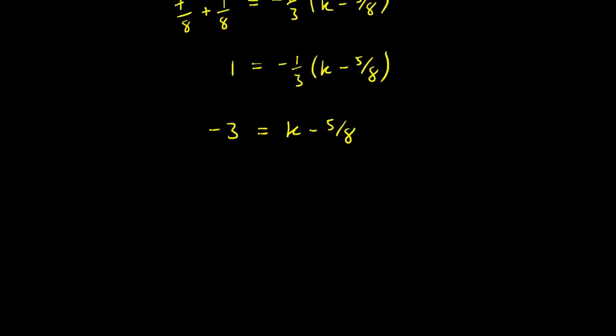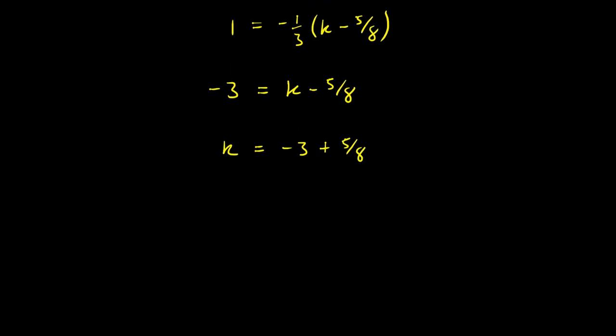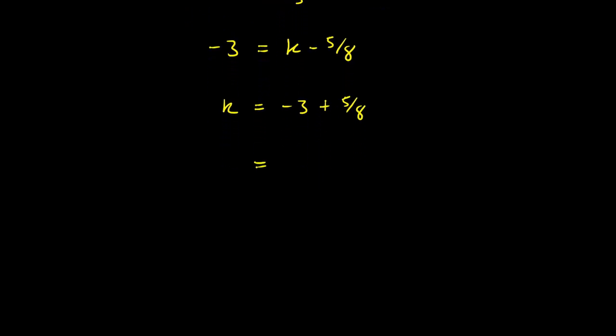And so we just got to add 5/8 to both sides. So we get k is equal to -3 plus 5/8. And -3 is going to be the same thing as minus 24/8. So we've got minus 24/8 plus 5/8 is equal to minus 19/8. Okay, so that should be our answer. I'll just double check that. So question 7a, where am I looking? Okay, negative 19/8 is our answer. Okay, all right.